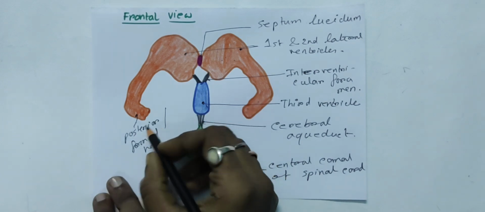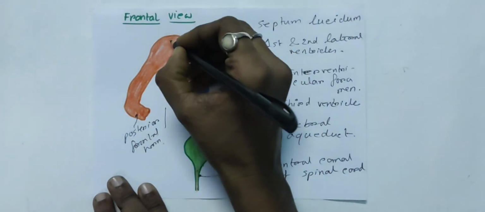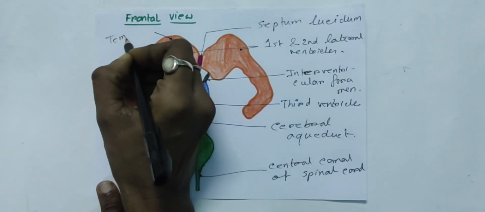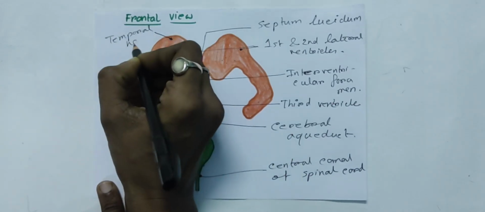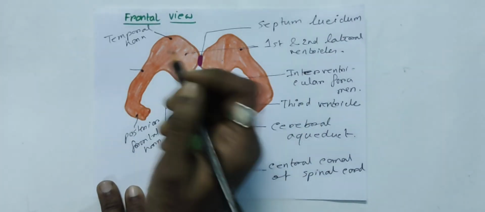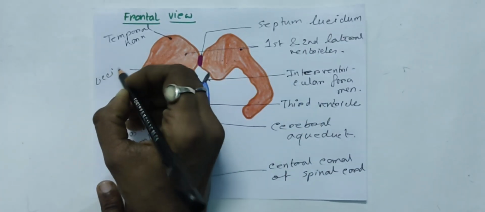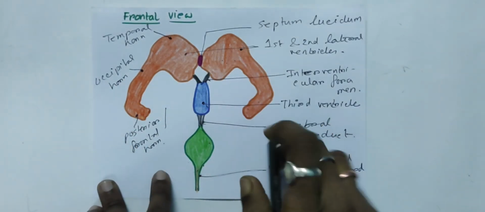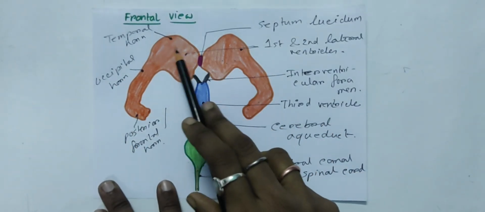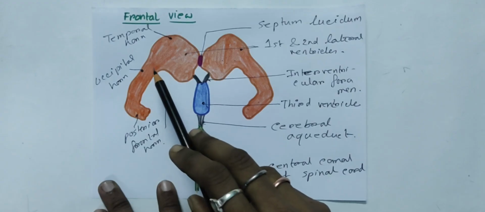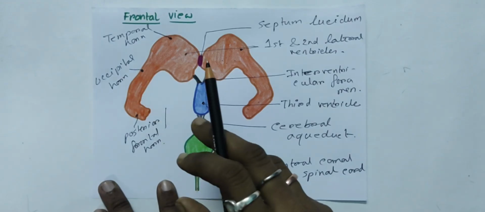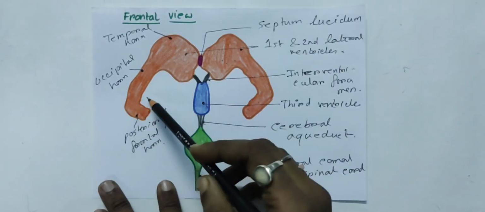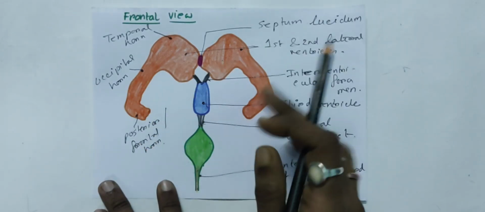Okay, posterior horn, this one is the frontal, this is the temporal horn, and this one is the occipital horn. So the lateral ventricle has 3 horns, and these 3 horns project into these 3 parts of the brain: frontal, occipital, and temporal.